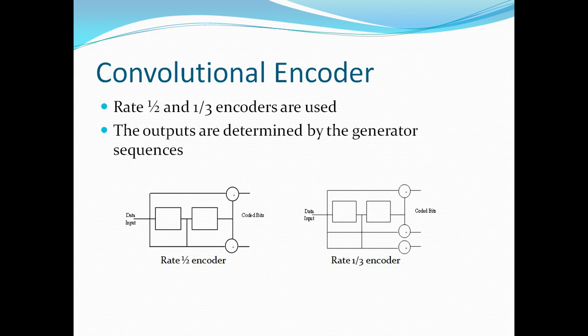The convolution encoder. For our simulations, I have considered two convolution encoders of rates 1/2 and 1/3. The output is determined by the generator sequence, which is the way in which the inputs and the previous values are added up. Here in this case, the first output is equal to 1 plus D squared, which is the first bit and the bit after two memory elements.